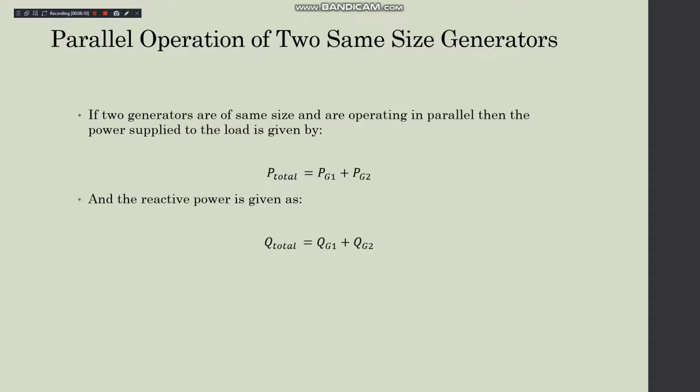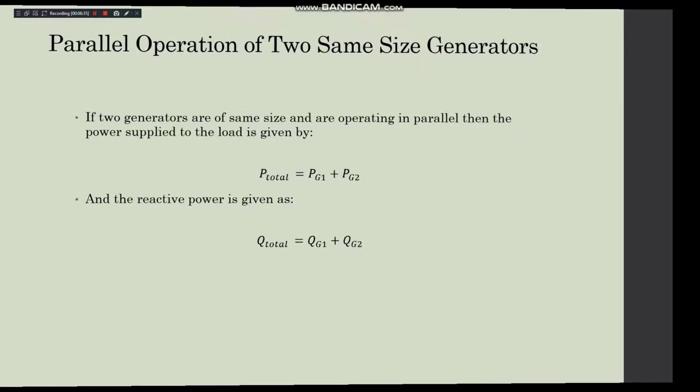Then we have parallel operation of two same size generators. Let's say there are two generators in a bus system, then the total power supplied to the load, the real power, would be the sum of the powers of the individual generators. And if we have reactive power being applied to the load, then the sum of their powers would be the total reactive power being supplied to the load as well.